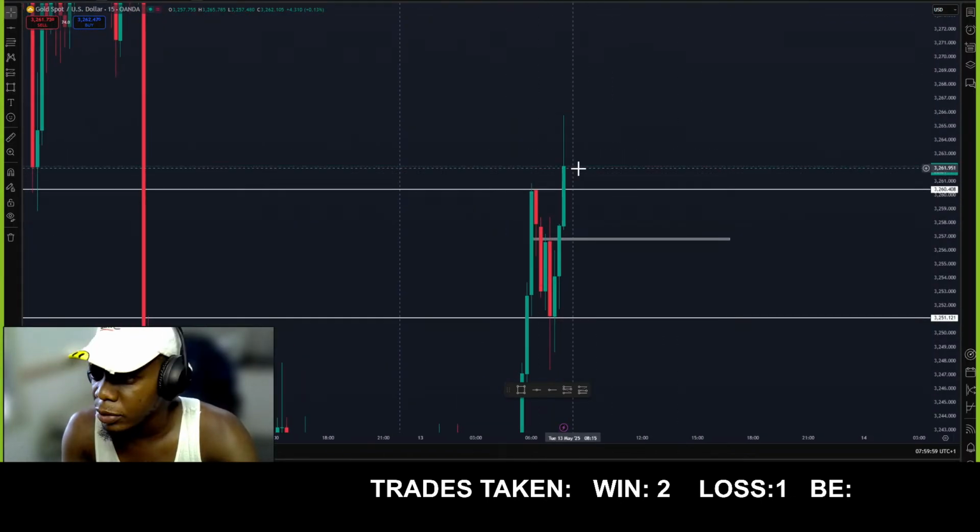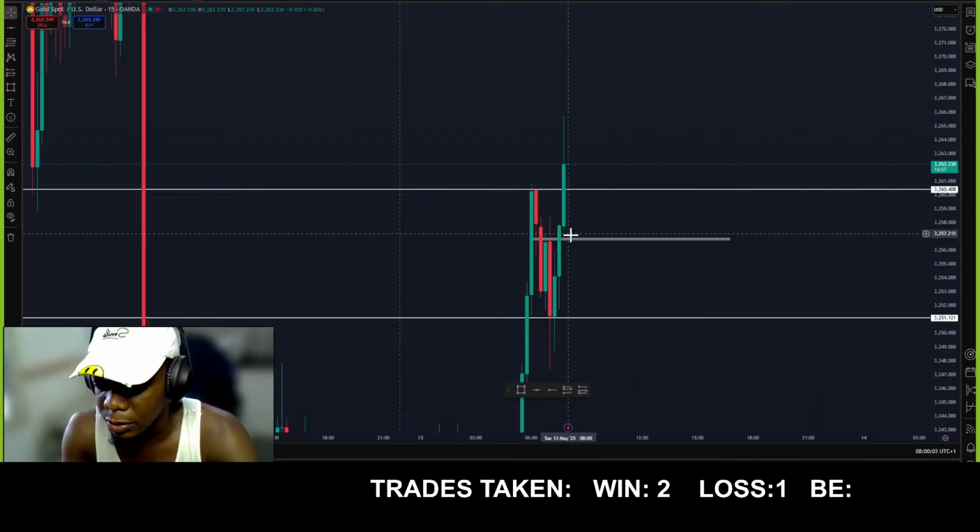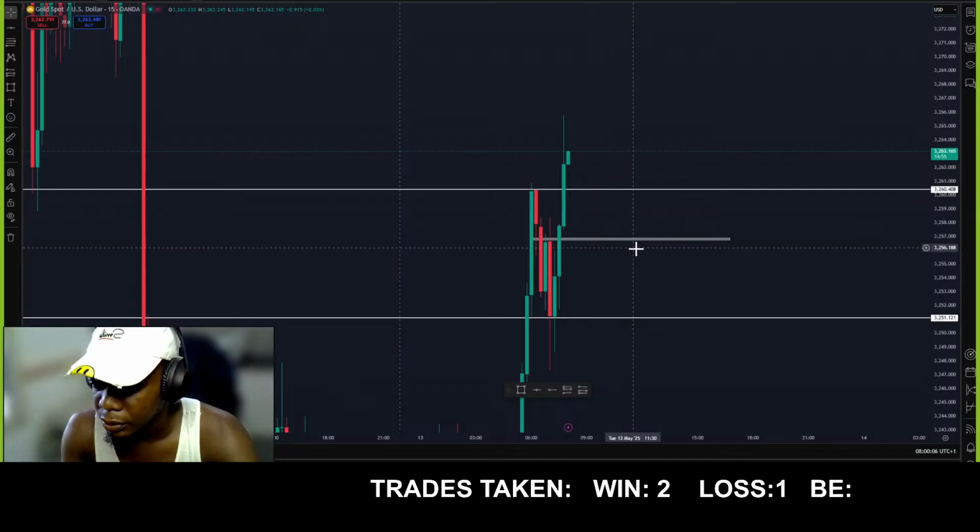So all I need to do now is to see a pullback. I need someone to pull back. It has to pull back. No, not like this. It has to pull back.